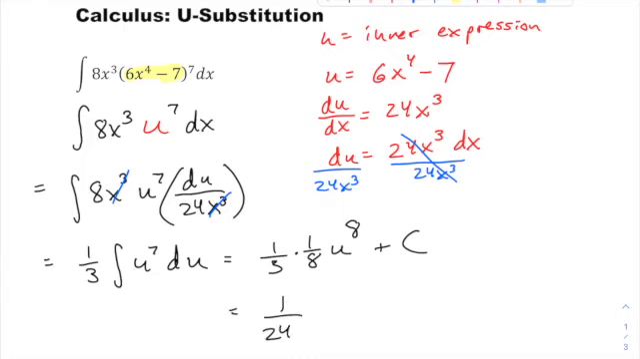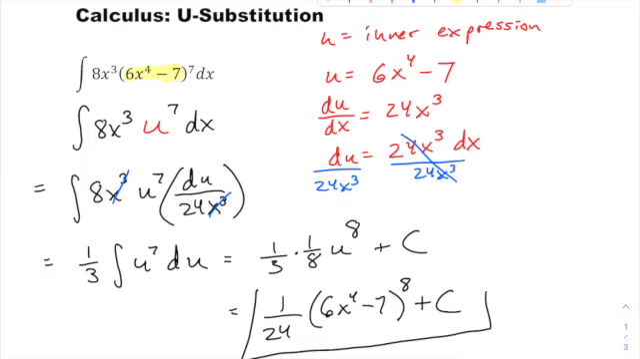And we are not going to leave our answer in terms of u, because we were letting u stand in place of 6x to the fourth minus 7. And so I substitute that back in, 6x to the fourth minus 7, all to the 8th power, plus c. And there we go.